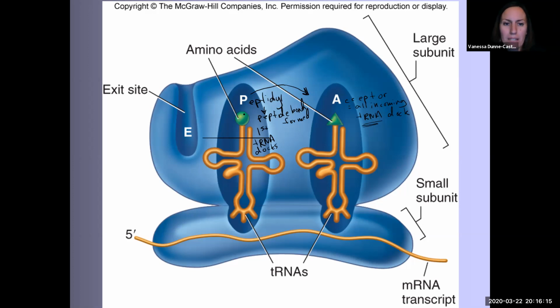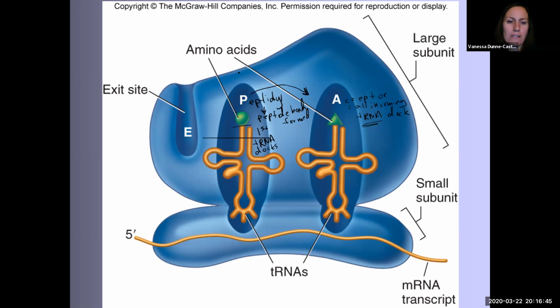A peptide bond is formed between the amino acid on the P site with the amino acid that's on that transfer molecule on the A site. As soon as that peptide bond is formed, this covalent bond is broken between this transfer molecule and its amino acid. Once this occurs, a process called ribosomal translocation occurs, where the entire ribosomal unit will shift down one spot, one codon on the mRNA.